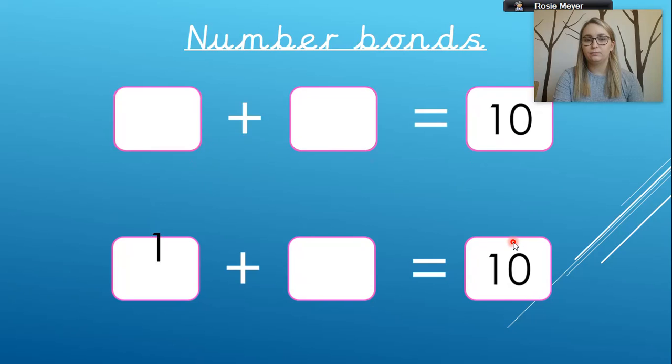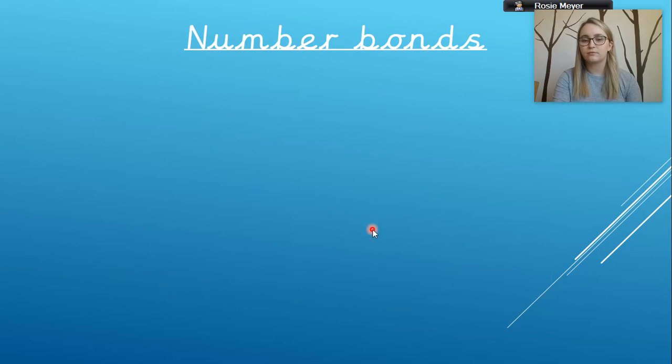Let's have a look at another one. We've got 1. What am I going to be adding to 1 to get to 10? How many do we need to add to 1 to get to 10? What's the number bond? 1 and 9. Well done. So if it's 1 and 9, it's going to be 9 and 1, because we're flipping those numbers. So we're keeping the same numbers, they're just switching boxes.